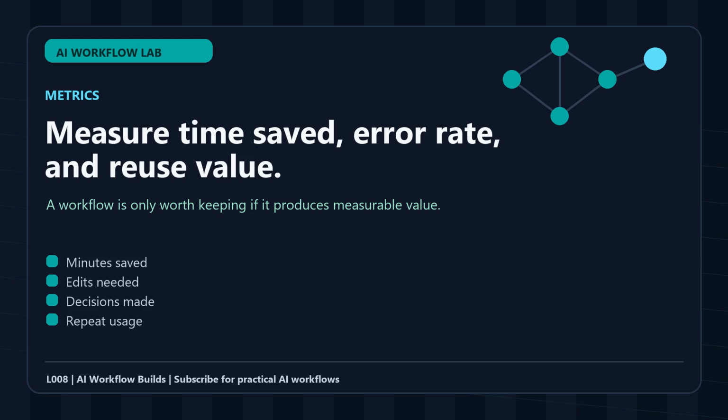Here is your first 15-minute move. Pick one recurring task related to AI email management. Do not pick the biggest task in your life. Pick something that happens often enough to matter and small enough to test today.